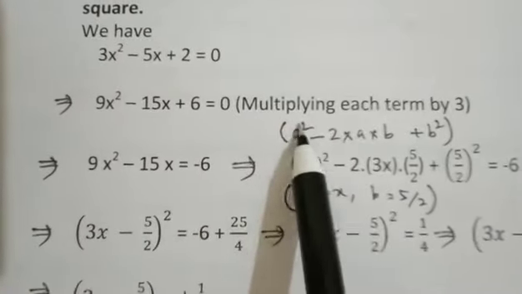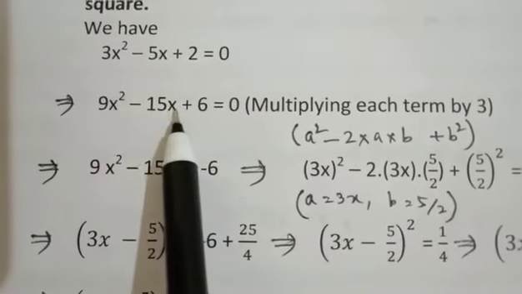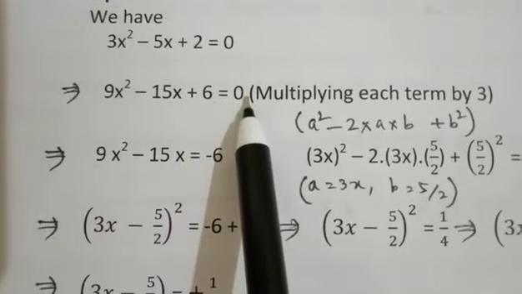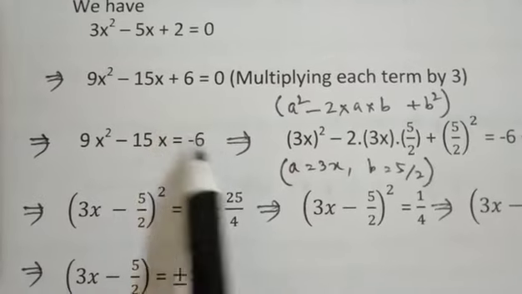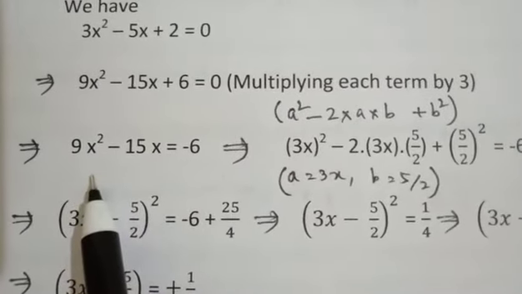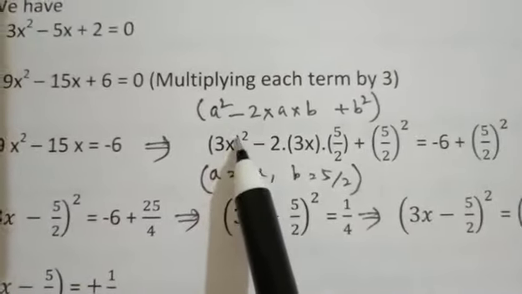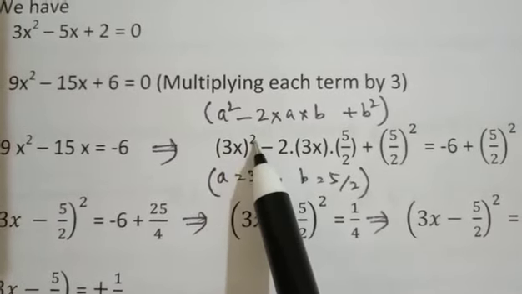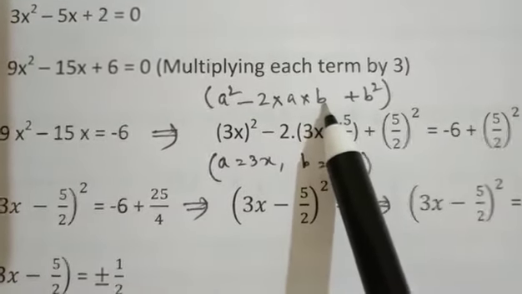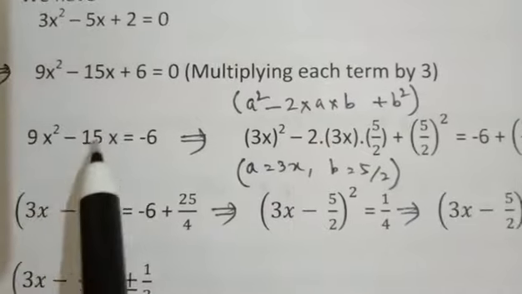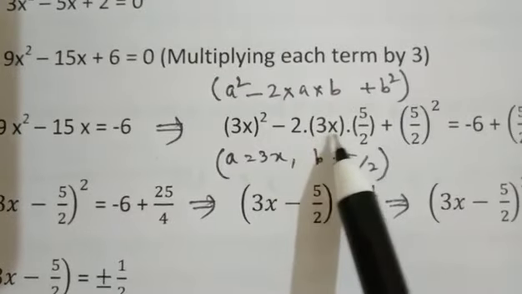This is what I have written here, multiplying each term by 3, and I got 9x square minus 15x plus 6 equal to 0. Then I am going to take the constant term from the LHS to the RHS, which becomes 9x square minus 15x equals minus 6. Now after this, if we look at the first term, this is 3x whole square. It is a complete square. The middle term should be in terms of 2ab. Now I have to express 15x in the format of 2ab, and this is the most important step.